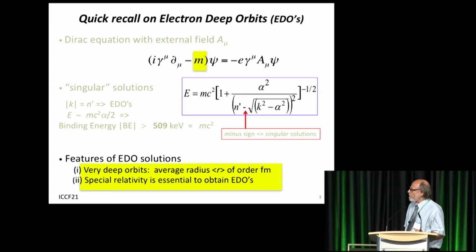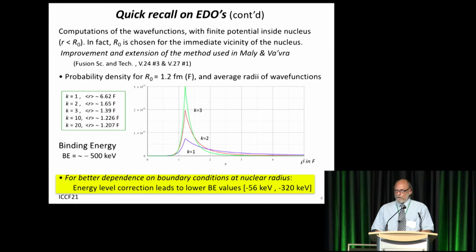So the main features of the electron deep orbit solutions are very deep orbits with an average radius on the order of femtometers as compared to the 50 picometers for the atomic orbitals. And then special relativity is essential because it introduces the mass, but it also means that we now have effective masses and high energies as a consequence of the relativistic effects.